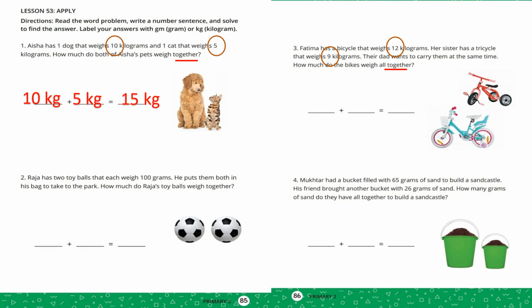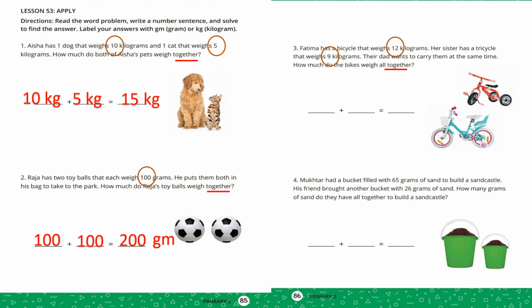Number 2. Raja has two toy balls that each weigh 100 grams. He puts them both in his bag to take to the park. How much do Raja's toy balls weigh together? Make a circle around the numbers, underline the keyword. The keyword here, together. And we have here two balls. Each ball weighs 100 grams. Then 100 plus 100 equals 200, and the unit here is gram. Complete number 3.